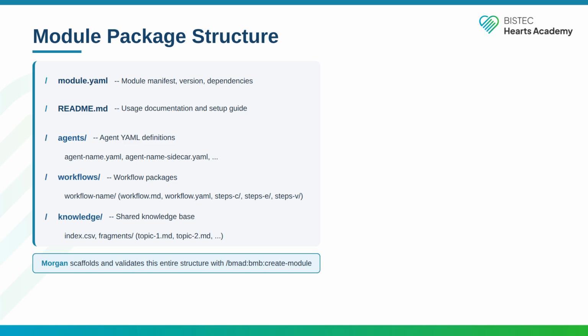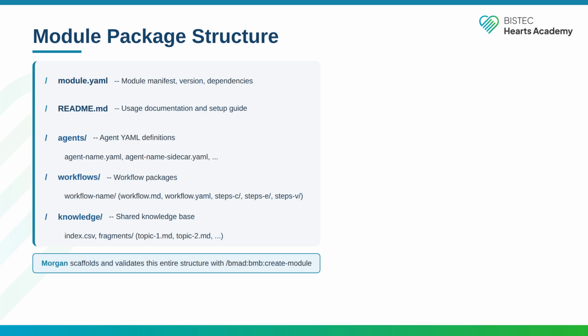The knowledge directory contains the shared knowledge base. The index.csv file maps topic identifiers to Markdown fragment files in the fragments subdirectory. This is how agents look up domain-specific knowledge at runtime. Morgan scaffolds and validates this entire structure. Just like Bond guides agent creation and Wendy guides workflow creation, Morgan guides module creation. The three BMB agents cover the full stack.